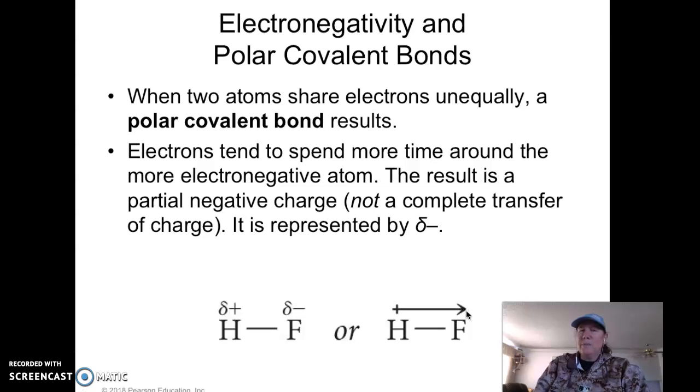Electrons tend to spend more time around the more electronegative atom, this one, because it has a stronger pull from its nucleus, so it pulls the electrons closer to it. This is why you get a negative end over here and a positive end over here. And this is how you can draw it. Okay?